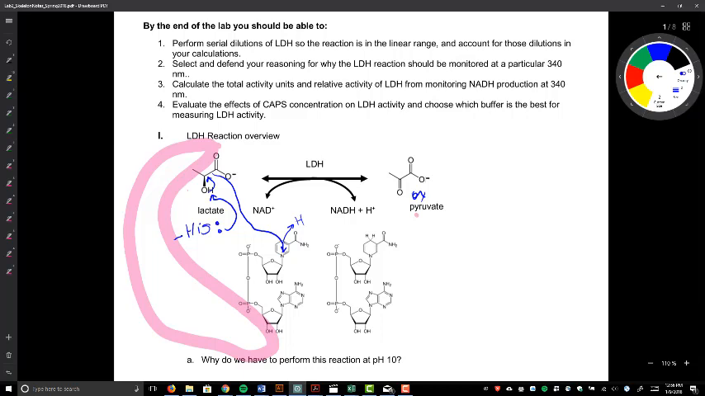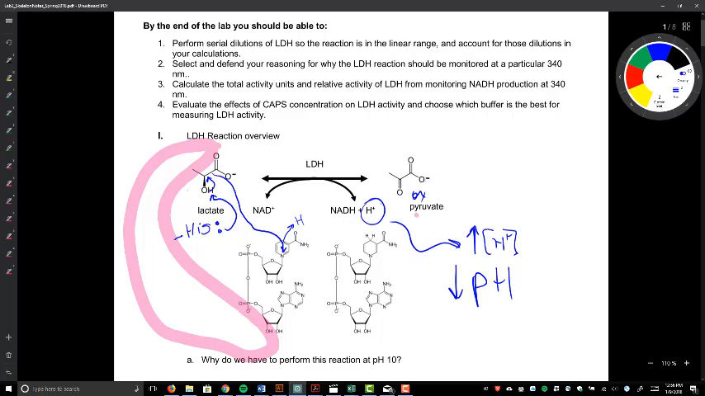And so one of the results of the reaction producing pyruvate, NADH, and H+ is that as the reaction proceeds, the concentration of protons in the media is also going to increase, which means as the reaction goes, we're going to see the pH of the solution decrease, and that's something we're going to keep an eye on and talk about in more detail throughout the semester.